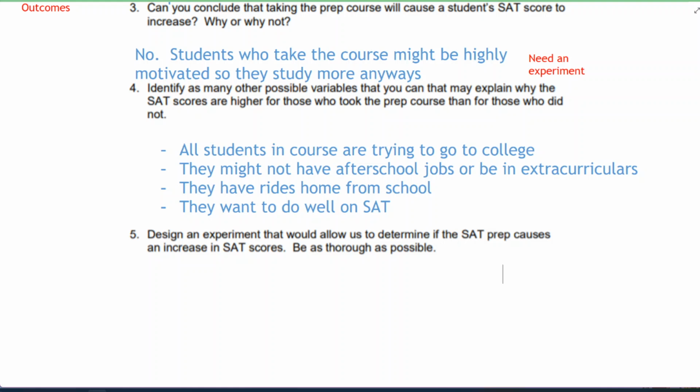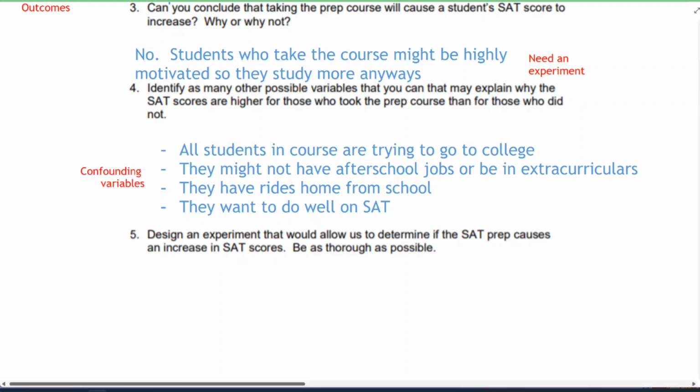Another thing would be they all have rides home from school. I'm not 100% sure about this one. I think we're trying to say that they all get a ride home from school, so maybe they all come from a higher socioeconomic background. We have shown that there is a high correlation between socioeconomic background and higher SAT scores. And maybe they all just want to do well on the SAT, and that can't be said with as much certainty for the students who did not take the SAT prep class. So there's a number of reasons why higher scores are correlated with students who take that prep class.